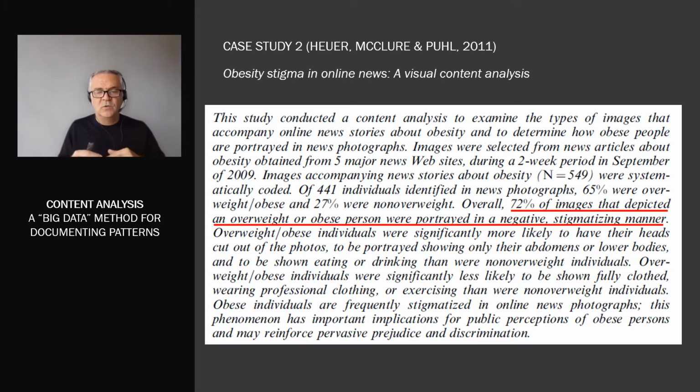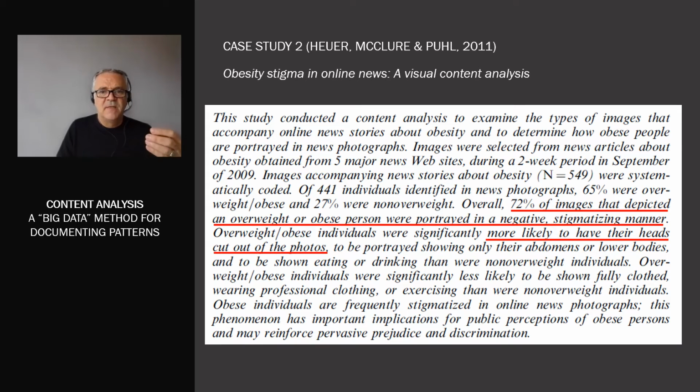Well, from the overall sample of 549 newspaper stories, they then examined 441 images showing people, and this is the data set that they worked with for their content analysis. And it's through their content analysis that the authors were able to document some patterns, which I've already begun to highlight here. For example, they found that 65% or 2/3 of the images showed actual overweight people and obese people, but 27% showed people who are not actually overweight.